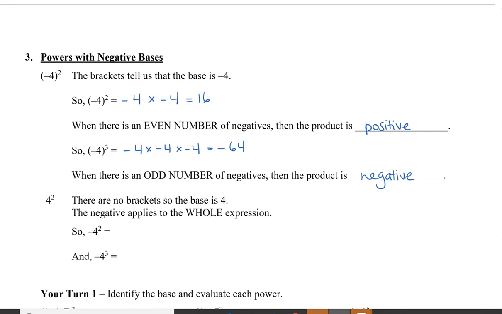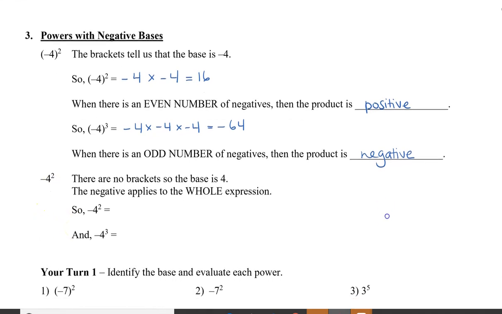Now let's contrast that with this example here where we don't have the brackets. So here we have negative 4 squared. Since we don't have the brackets, the exponent 2 only applies to the base. And the base here is only 4, not the negative sign. Now that means that the negative sign applies to the entire expression. So what that means is that we have negative, and then we have the 4 times 4. So if I put brackets around what we are only squaring, we're squaring 4, that means we have 4 times 4 in brackets. So then we have negative 16.